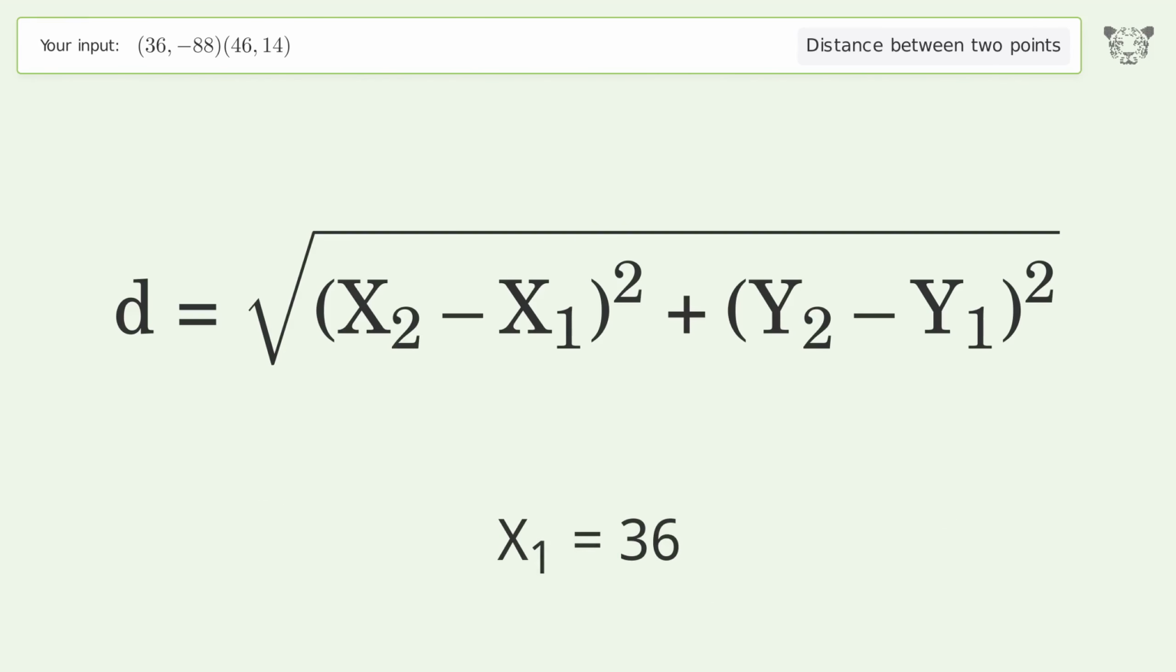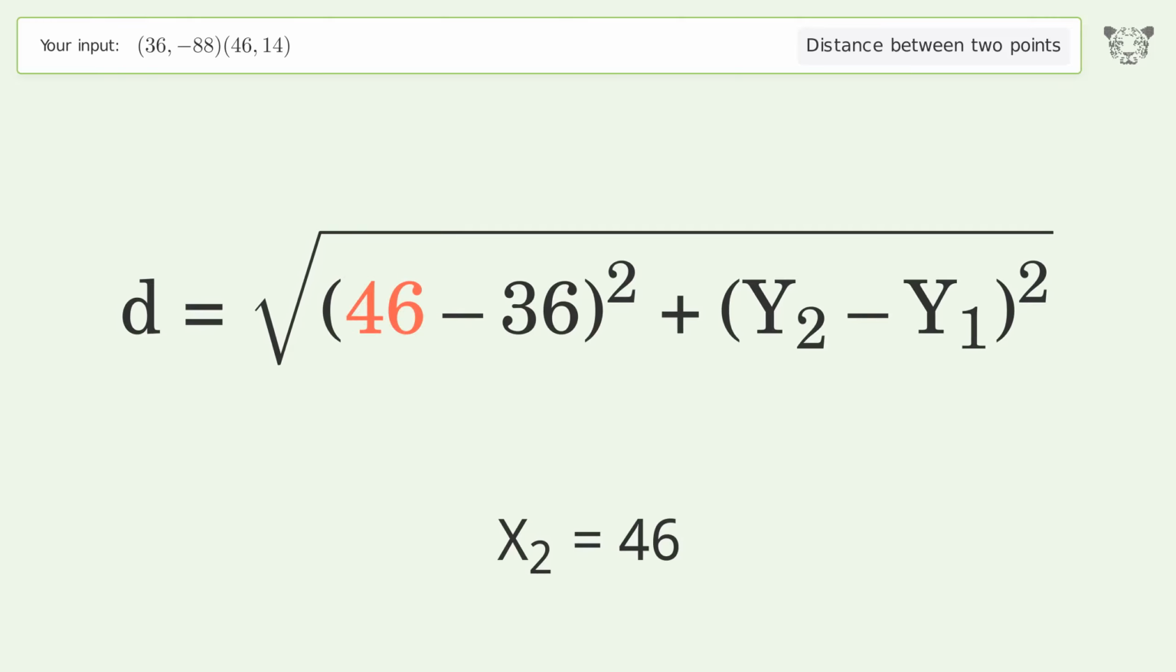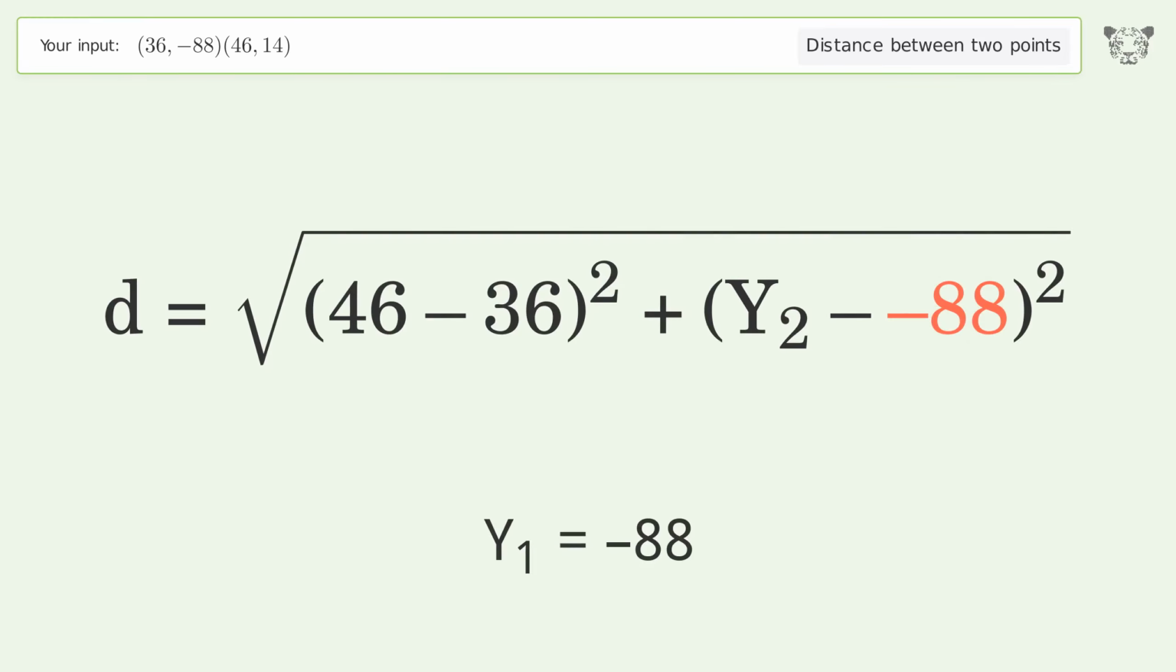x1 equals 36. x2 equals 46. y1 equals -88. y2 equals 14.